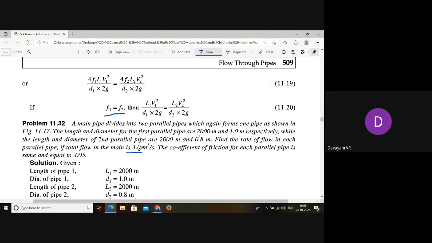Q1, Q2 calculate చేయమన్నాడు, Q ఇచ్చేసాడు. Q ఏంటంటే 3 meter cube per second. And coefficient of friction in each pipe, F1 and F2, same 0.005 అనేసాడు. So ఇప్పుడు మనం calculate చేయాల్సింది Q1 and Q2.